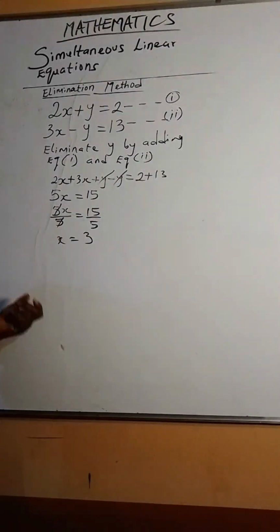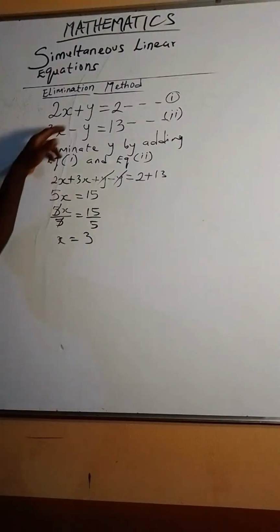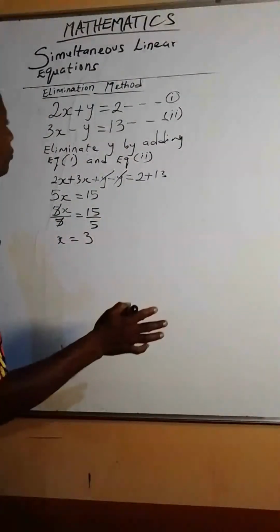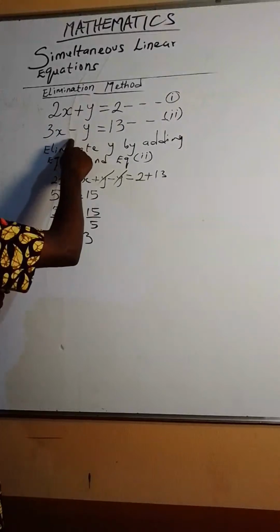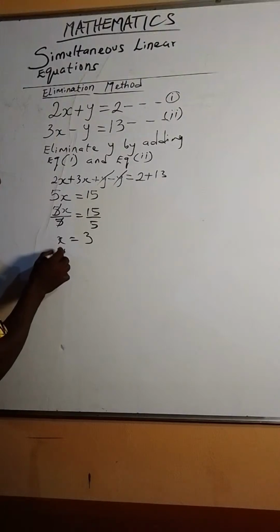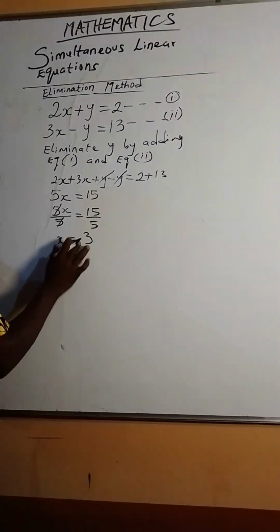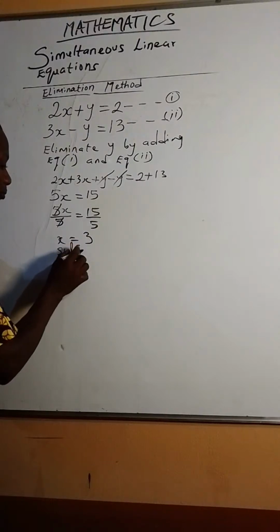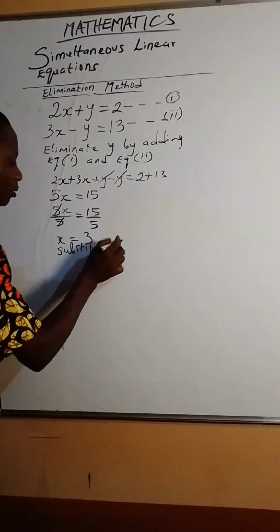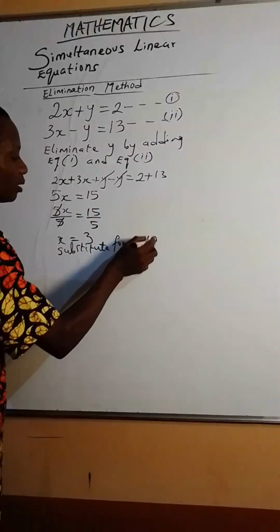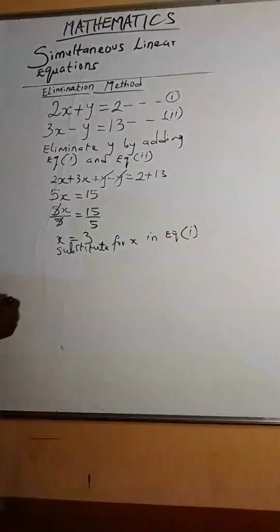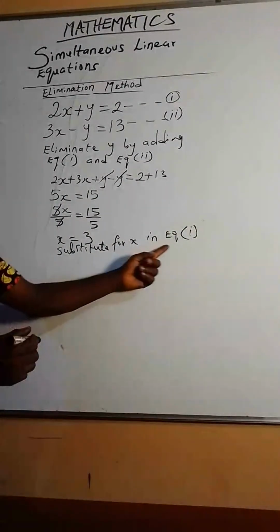Now, what we are going to do next is to substitute for x. Now, how do we substitute for x? It's simple. We can use any of the equations and do our substitution. So let's substitute for x in equation 1.